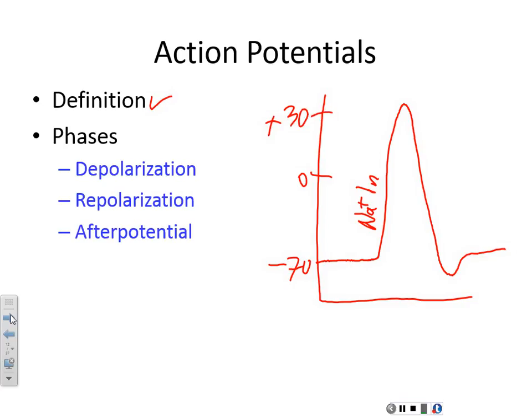Okay, for each specific tissue, the action potential always goes to that same value, whether it's plus 30 or plus 20 or whatever. It doesn't go more than that. For each tissue, it's got a specific value. So that means it's all or none. Okay, it either happens and it goes to the max, or it doesn't.